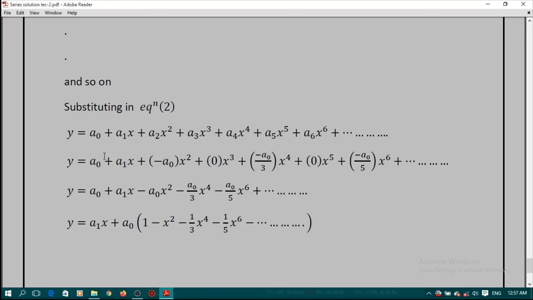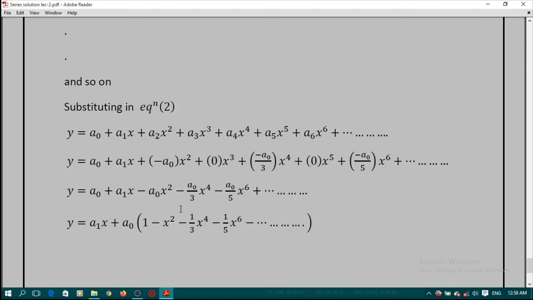So y is equal to a0 will be as it is, a1 will be as it is. Now value of a2 is minus a0, value of a3 is 0, value of a4 is minus a0 by 3, value of a5 equals to 0, value of a6 is minus a0 by 5. So after substituting all these values, we get y is equal to a0 plus a1x minus a0 x square minus a0 by 3 x raised to 4 minus a0 by 5 x raised to 6 and so on.